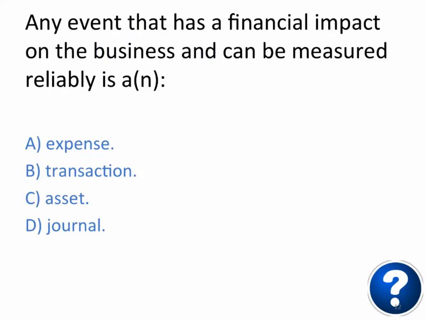Okay, now we're polling. An event that has a financial impact on the business and can be measured reliably is A, an expense, B, transaction, C, assets, or D, journal. You can click these in your answers on this one.